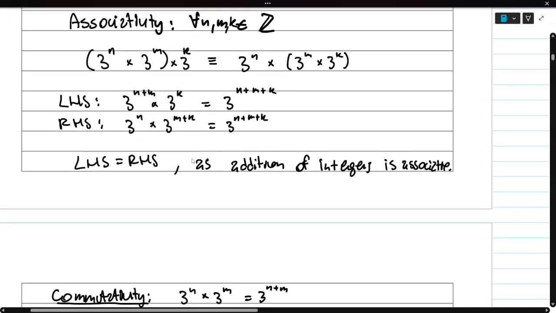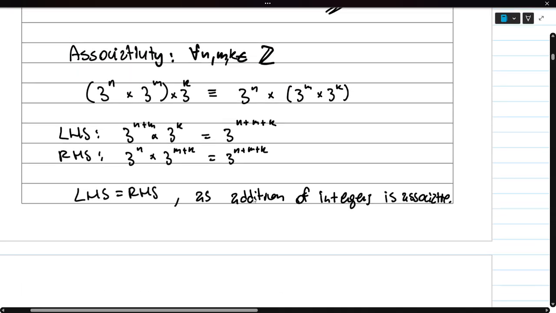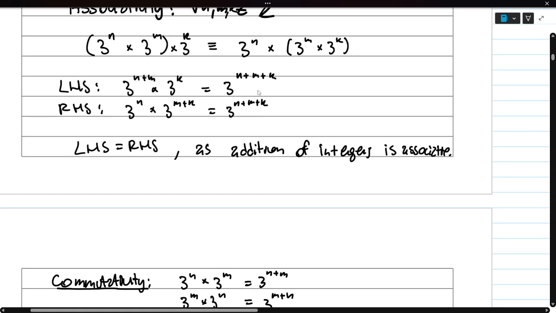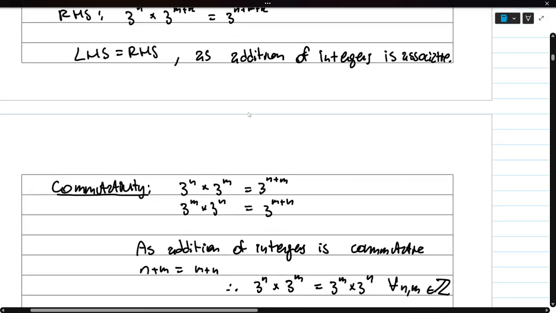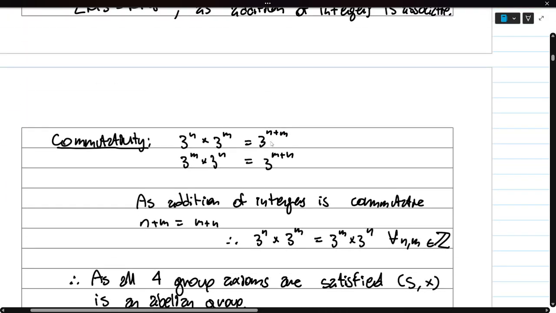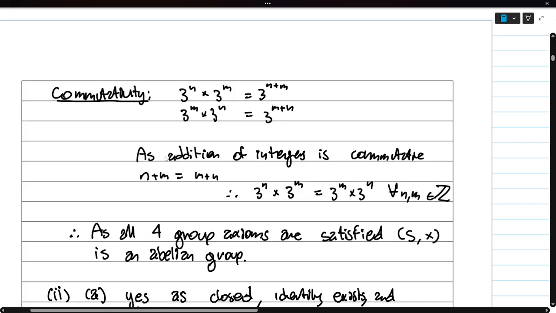If this holds, again, here is where the addition of integers being associative and commutative helps. And commutativity is the last one. Again, this is where it's helpful to assume the addition of integers is commutative. And because all 4 group axioms are satisfied, this is an abelian group. So it's a commutative group.